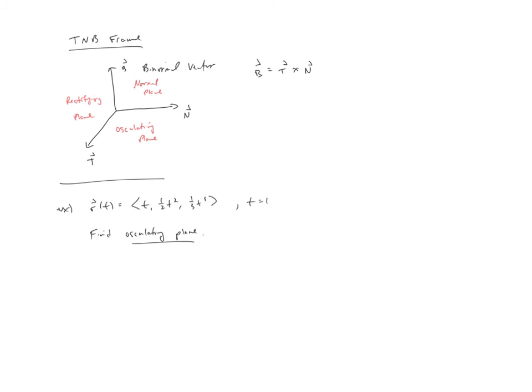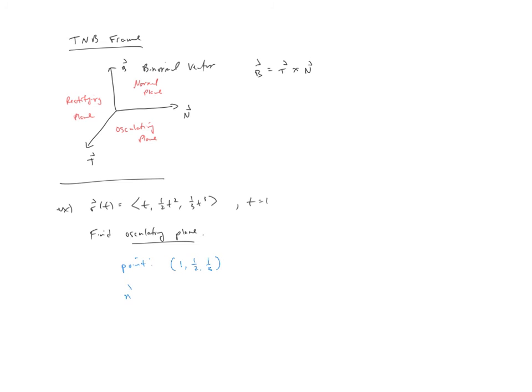All right, so the example that I've added to the screen is the same example from the previous problem. We're going to have this vector here at t equals 1, and we're going to find the osculating plane. So the osculating plane would be this guy. And if you remember, to come up with the equation of a plane, we need two things. We need a point, and we need a normal vector. Well, the point's going to be pretty easy to find. The point is going to be found by taking t equals 1 and plugging it in here. So when I do that, that's going to give me the point (1, 1/2, 1/3).